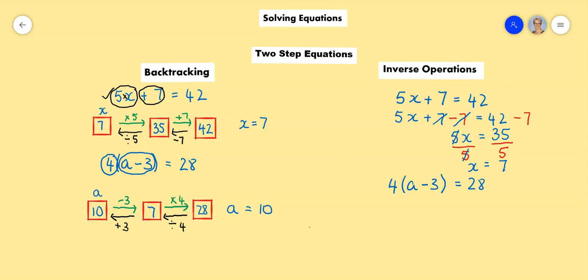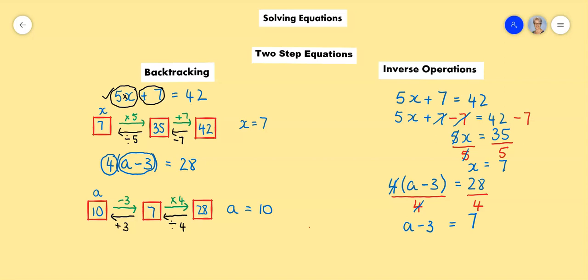Let's do the same thing over here using inverse operations. Now, on our flowchart, the first thing that we did to undo the equation was divide by 4. So that's what I'm going to do here. I'm going to divide both sides of my equation by 4. When I do that, this times 4 and this divided by 4 cancel out, and we are left with a minus 3 is equal to 28 divided by 4, which is 7.